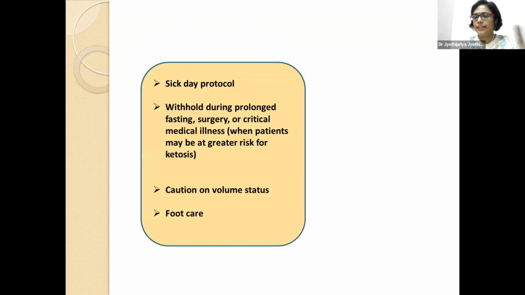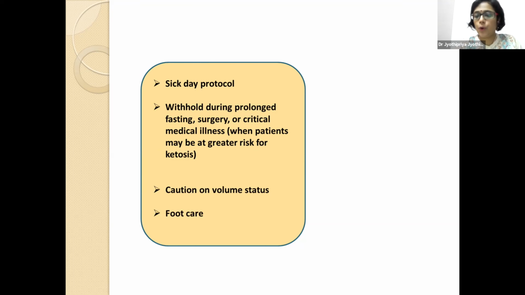Now, a detailed explanation was given on this by a previous speaker. So when we start SGLT2 inhibitors, we have to follow the sick day protocol, and withhold in case of surgery or critical illness. The advice we have to give is, if the patient has any fever, need for hospitalization, loose stools, or vomiting, where his volume status can be compromised, in such situations he needs to withhold this drug till the disease is over.